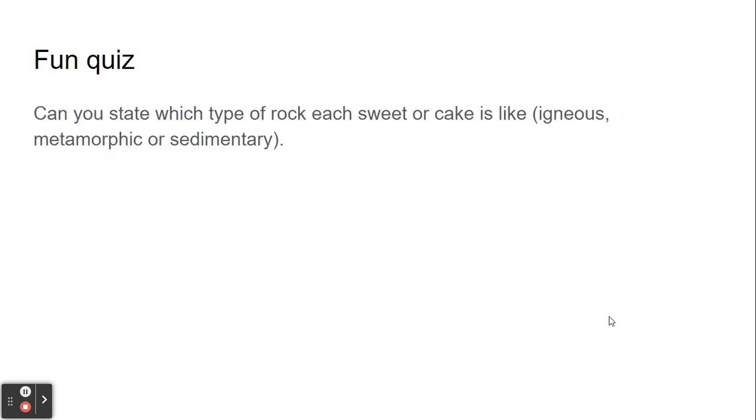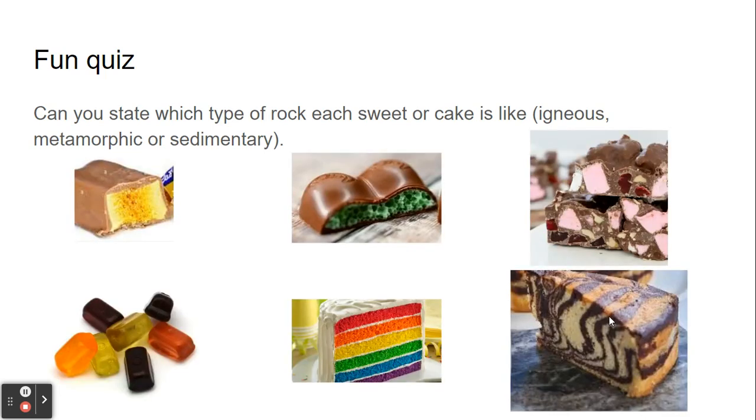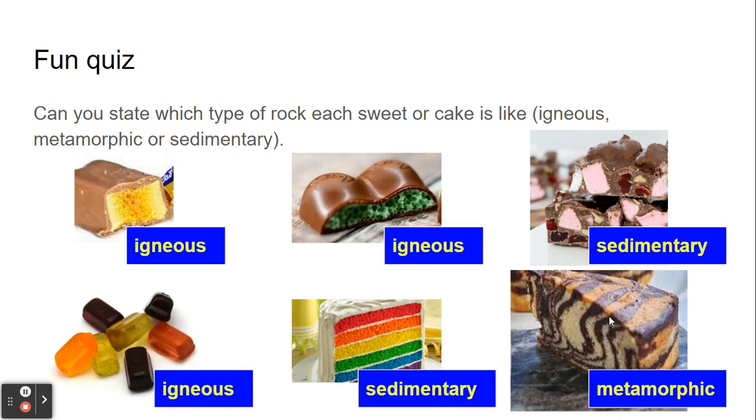Finally, for a little fun quiz, can you state which type of rock each sweet or cake is like? Is it igneous or metamorphic? Or can you remember from another lesson, is it sedimentary? Did you get them right?